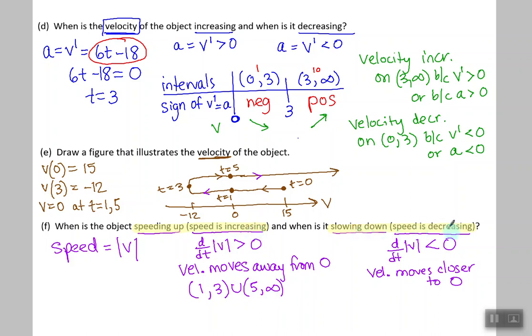When is the object slowing down? When is speed decreasing? Well, we need to look at when does velocity move closer to 0. Starting at time 0, the velocity values are getting closer to 0 until time 1. So that interval is 0 to 1. But then the velocity values move away from 0. But at 3, that velocity changes and those values begin to get closer to 0. So then again, from 3 to 5.